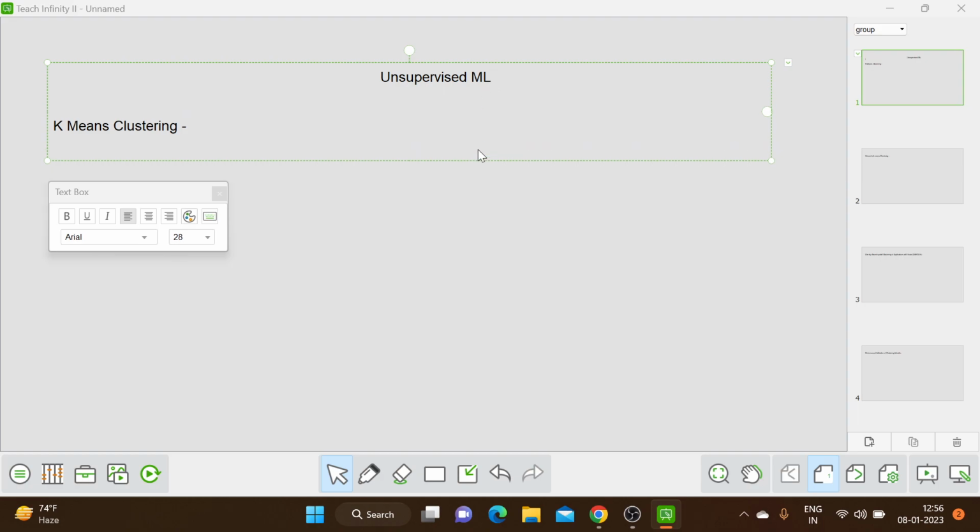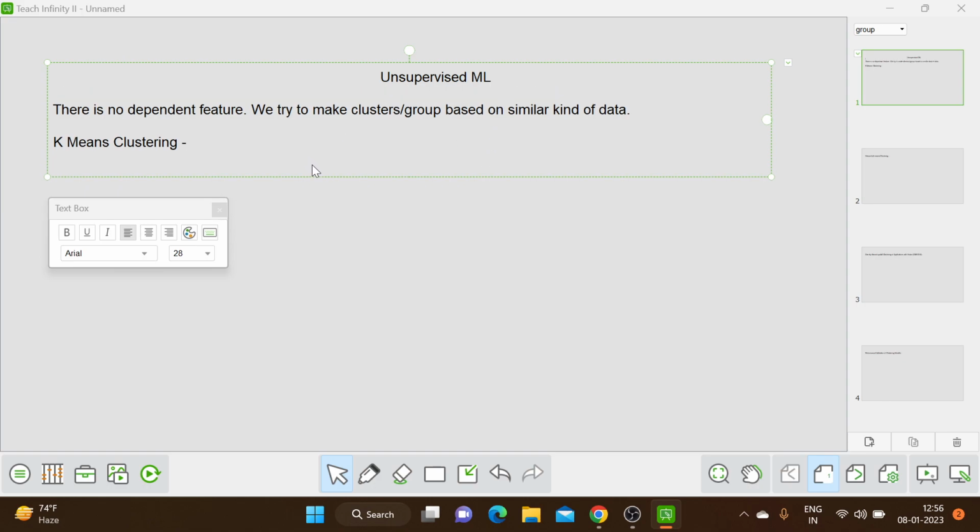What is unsupervised ML? We know that in unsupervised ML there is no dependent feature. We try to make clusters or groups based on similar kind of data. Okay, this is unsupervised machine learning.